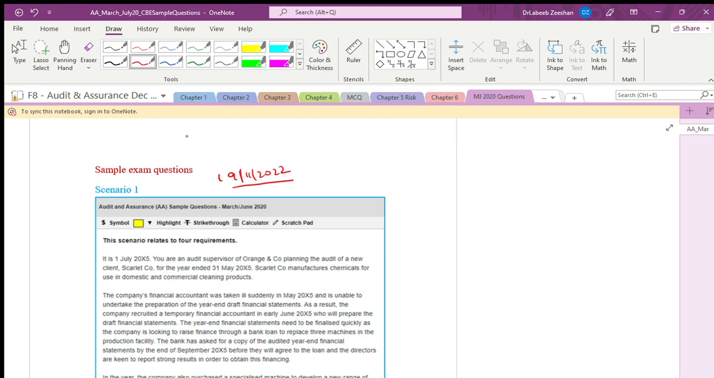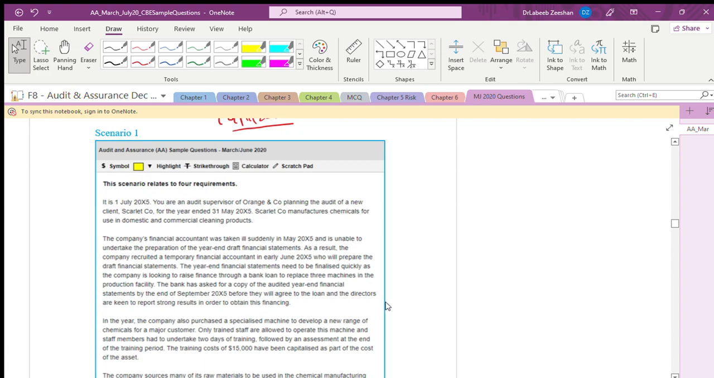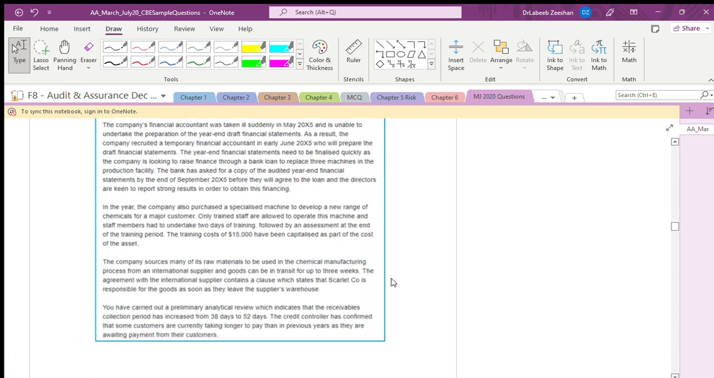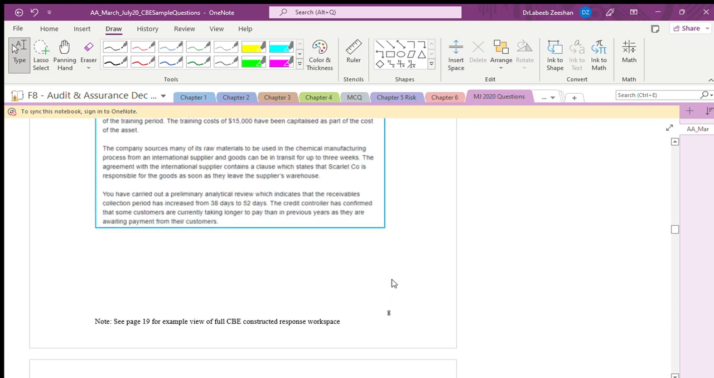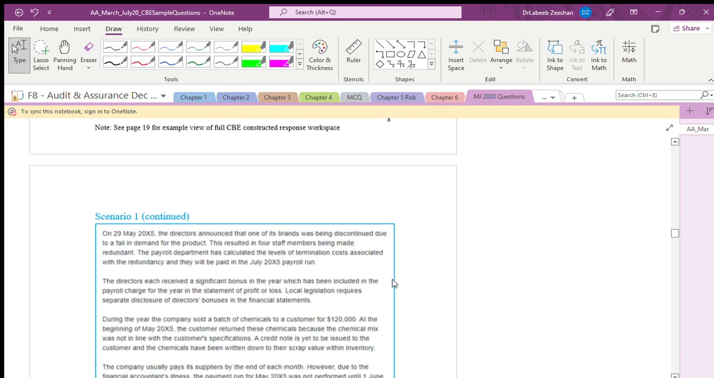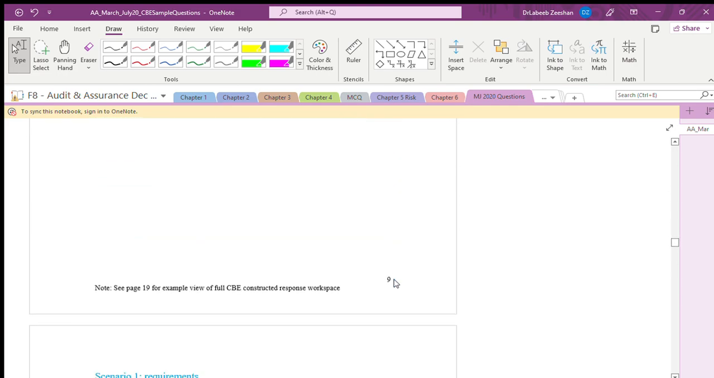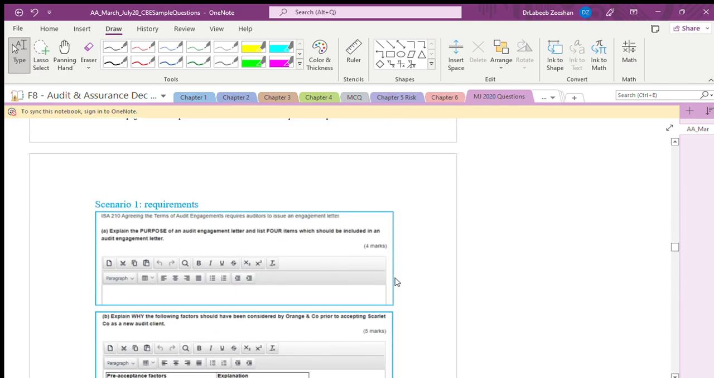Yeah, what they are asking. See, if you have an idea about this, this is the way it will happen. This is the way your question paper will be. And first and foremost, we will go with the questions. What they are saying is, what is the purpose of an audit engagement letter, and what are the 4 items which should be included in the engagement letter.